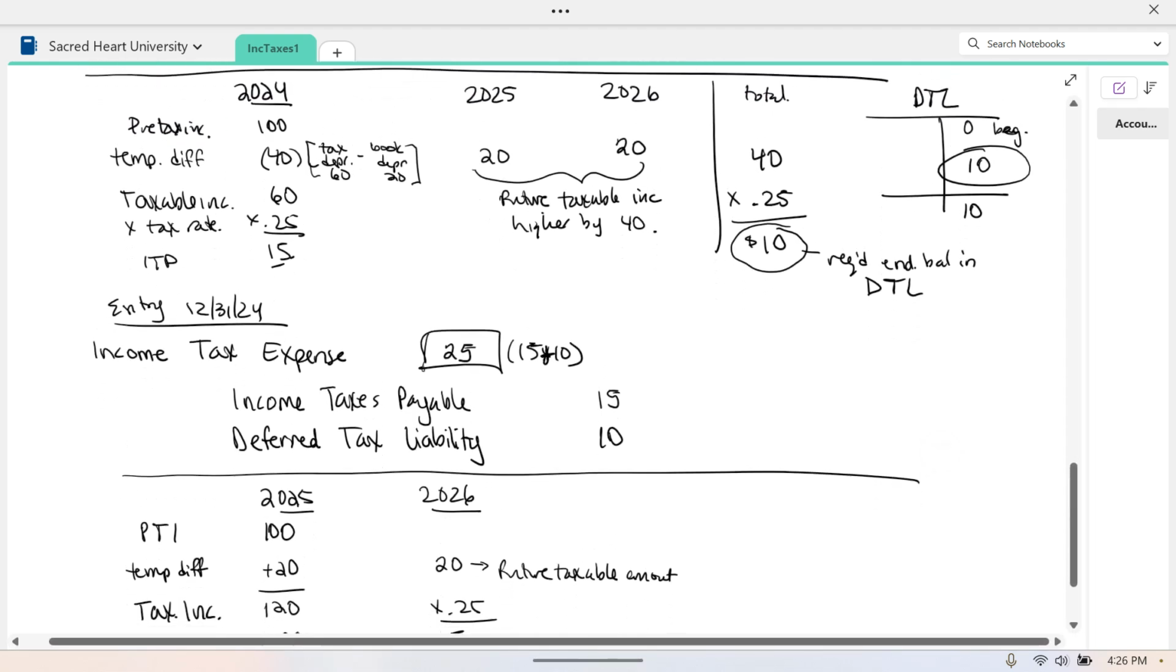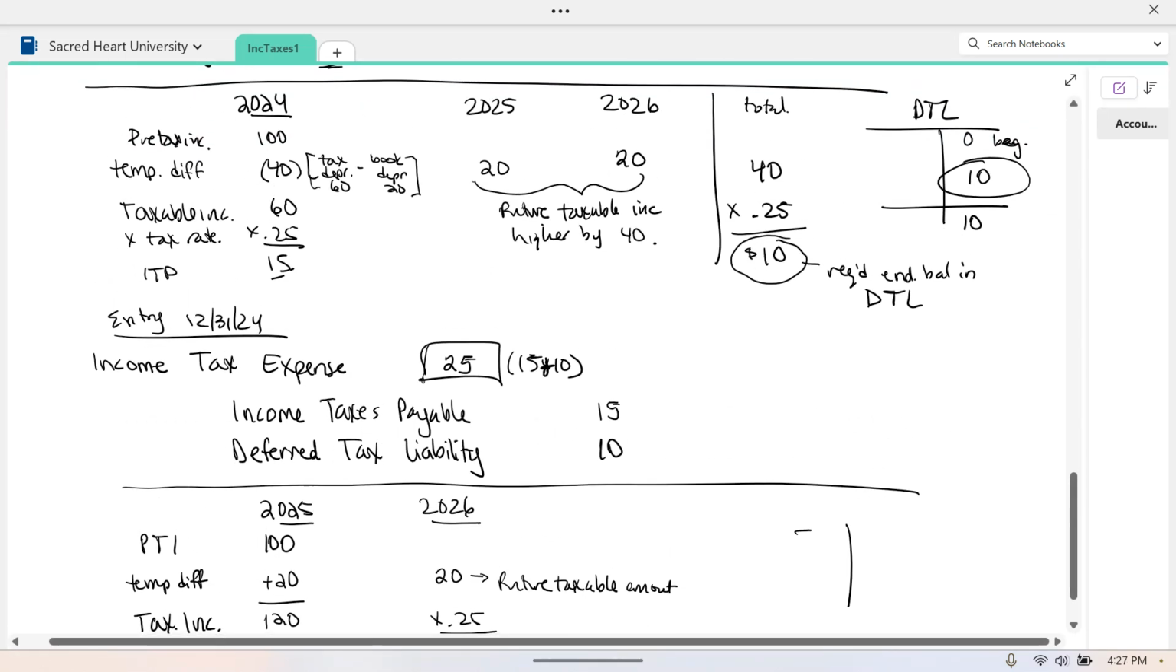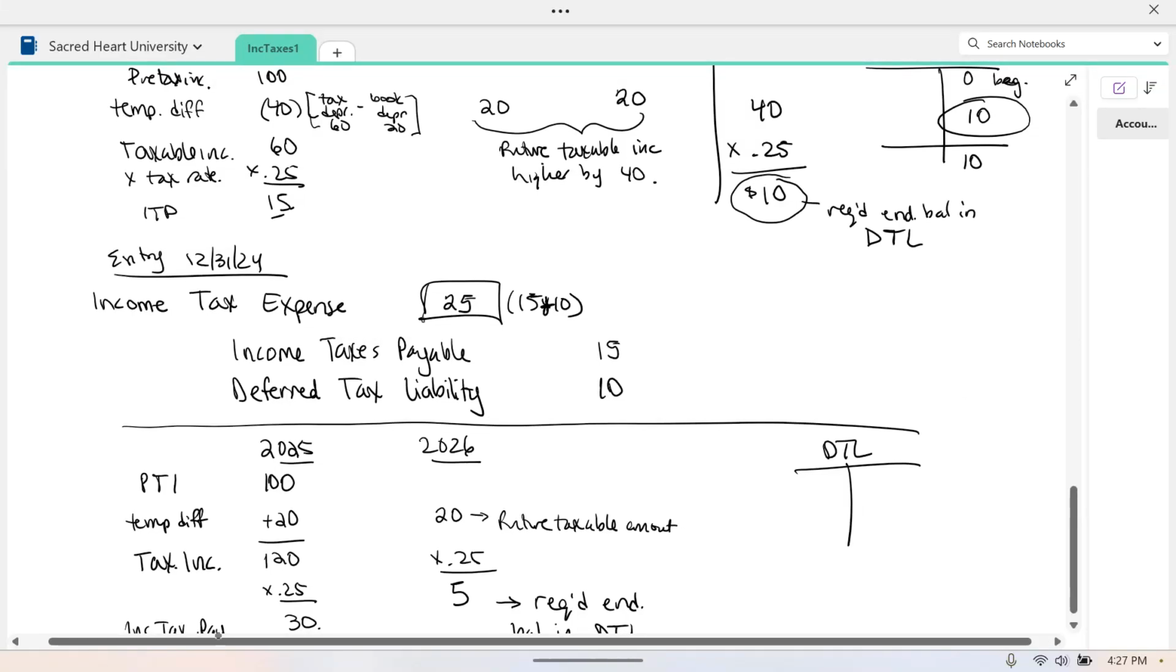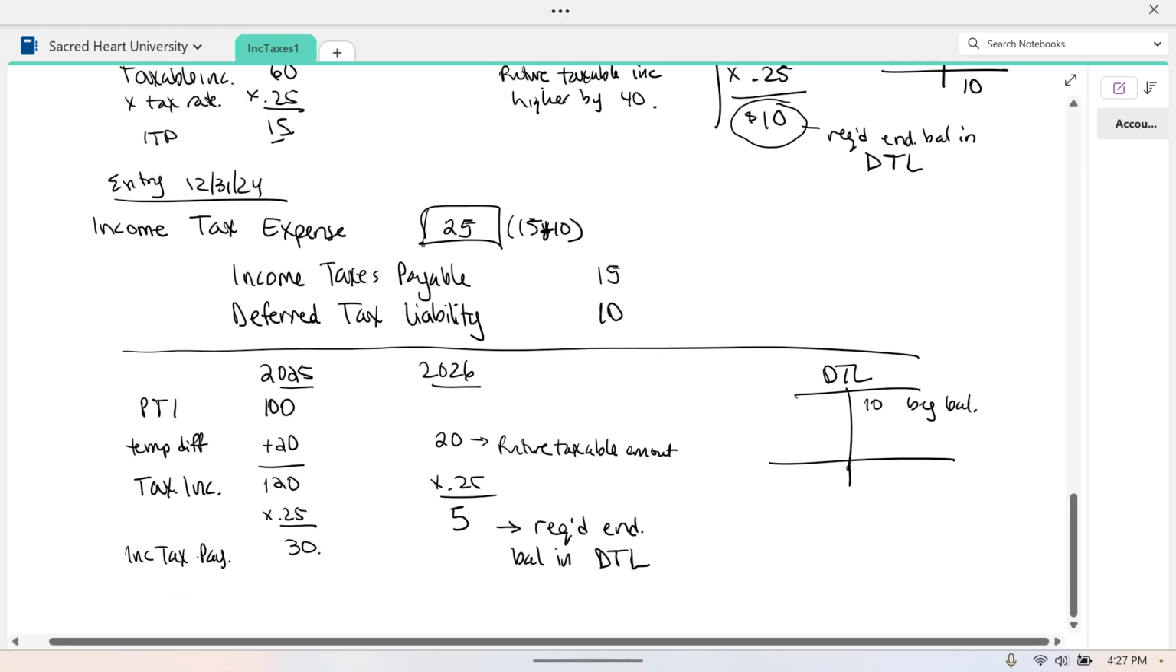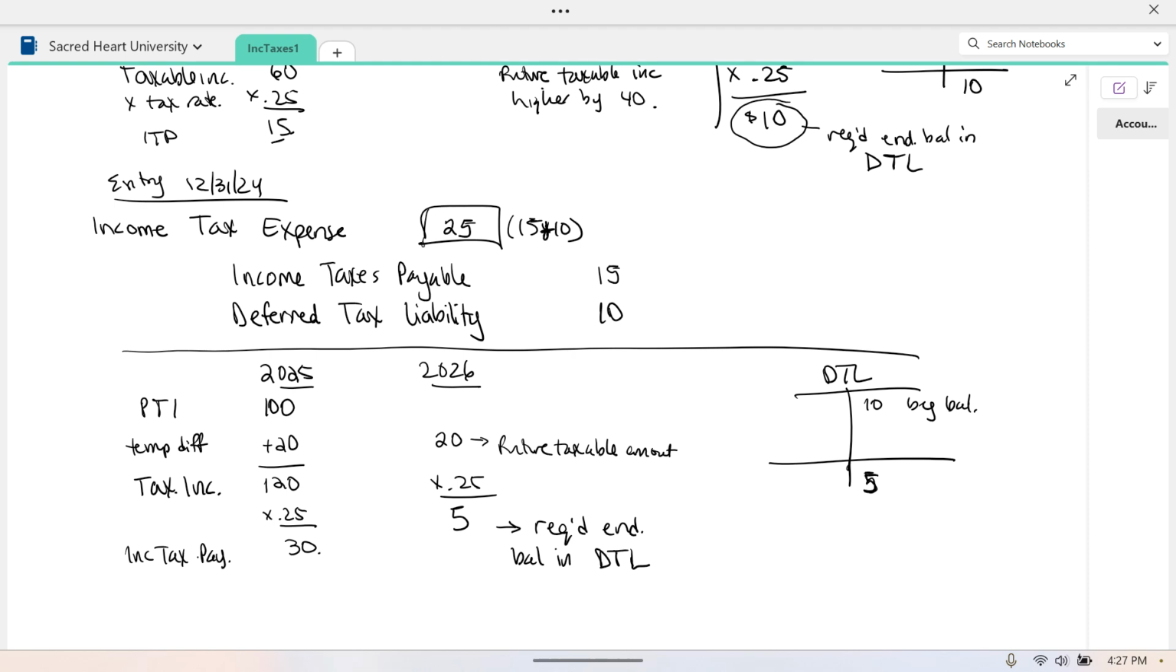Okay, so let's go back to this T account that we have. Let's make another one for this period. We start 2025 with a $10, or $10,000, beginning balance, what we ended last period with, and we want 25% of the future taxable amount, which is 5. We want our ending balance to be 5. It's a liability, so we want it to have a credit balance.